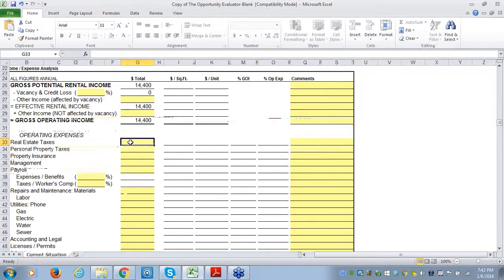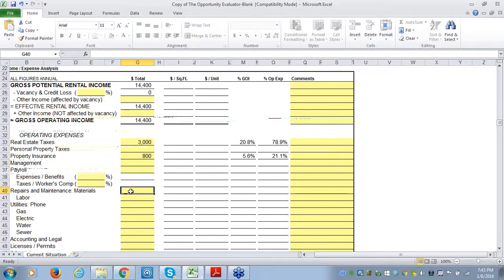Okay, do you know what your annual taxes are for the property? They're about, let's see, let's call it $2,000 a year. Okay. I should put 3,000. Okay. Thanks. How about annual insurance on the property? $800. Okay. Let's say no management for right now because it's a single-family home, no payroll.